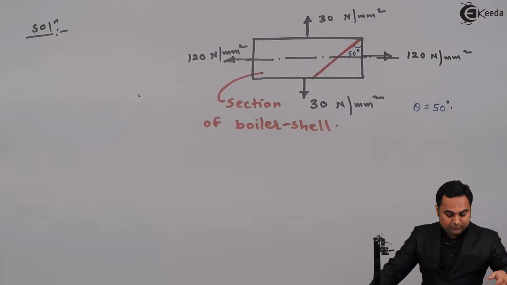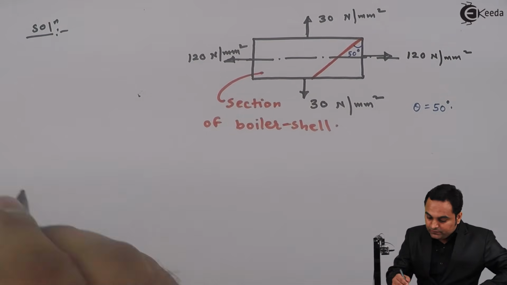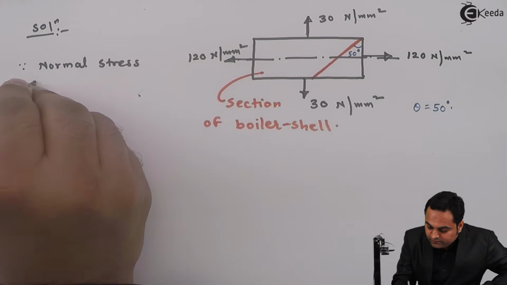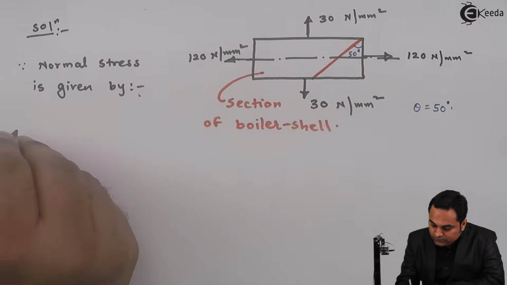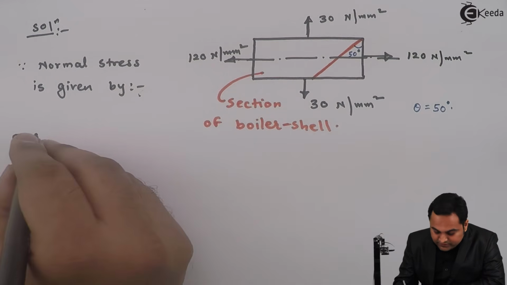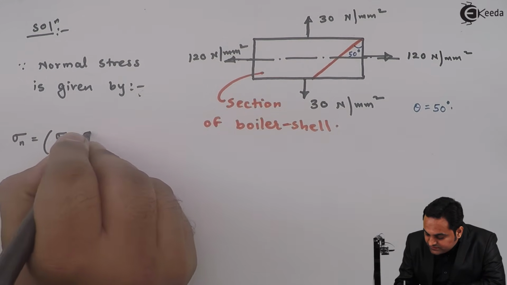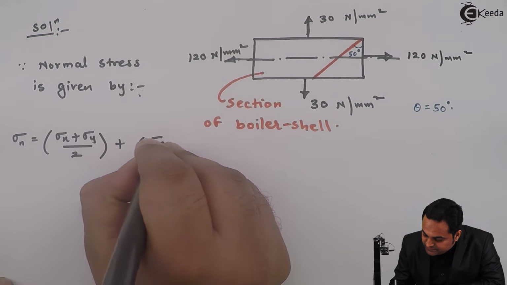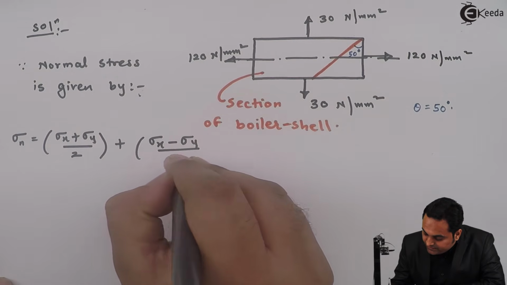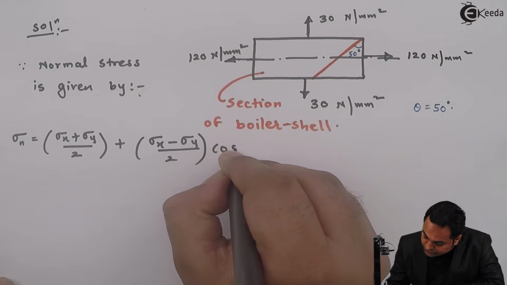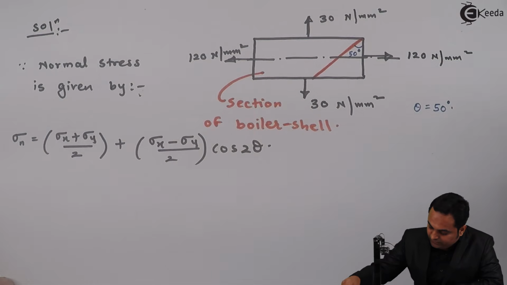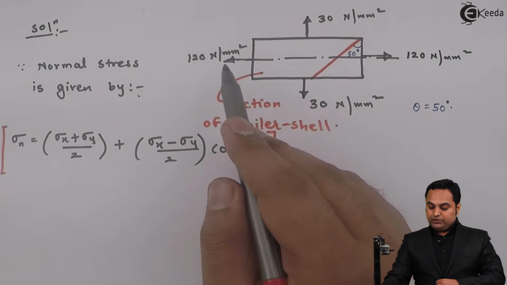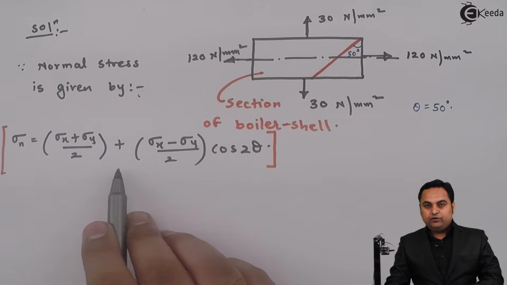So starting with the normal stress, I'll write down the formula. Normal stress is given by sigma n equals sigma x plus sigma y by 2, plus sigma x minus sigma y by 2 into cos 2 theta. So this is the formula to be used if we are having stresses in two mutually perpendicular directions. This is the formula of normal stress.